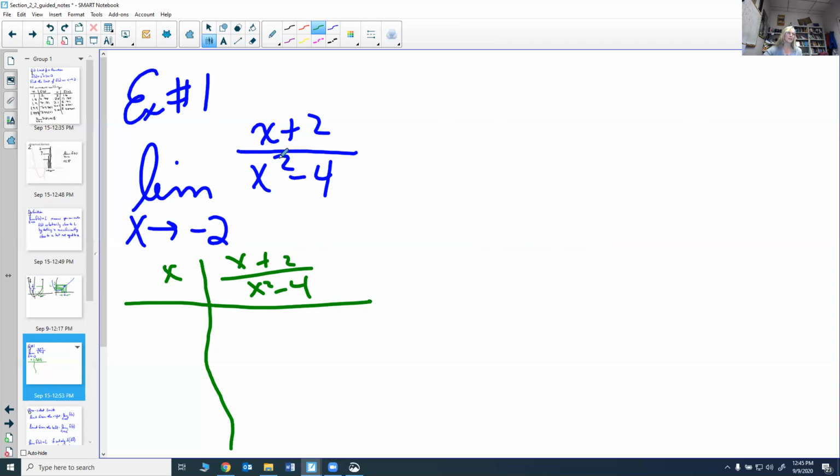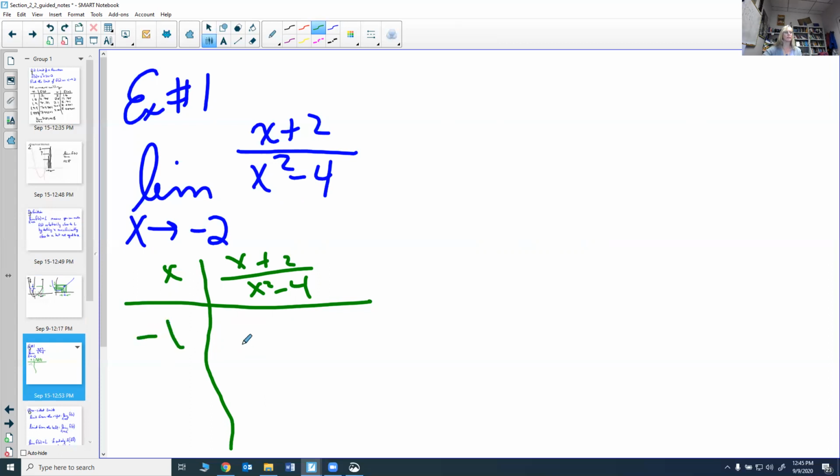And I also want to mention that if I plug -2 in the top, I get -2 plus 2, which is 0. So I get 0 over 0. And believe it or not, that's not 1. That's not 0. It's what we call undetermined. We don't know what it is equal to. And so we're going to numerically go find out what it is. Okay. So we're letting x get closer and closer to -2.